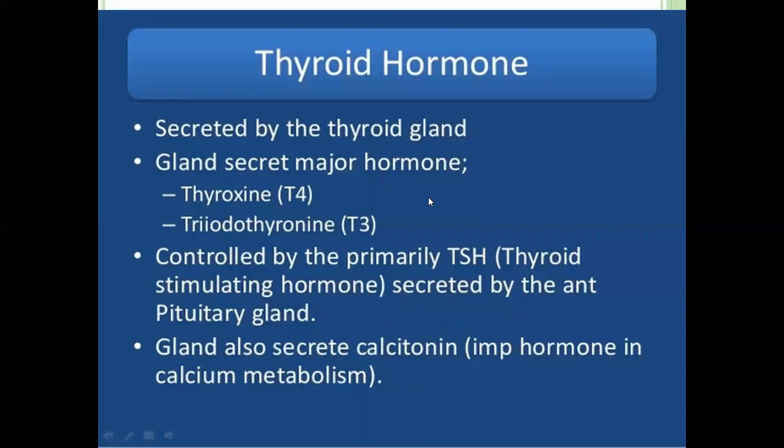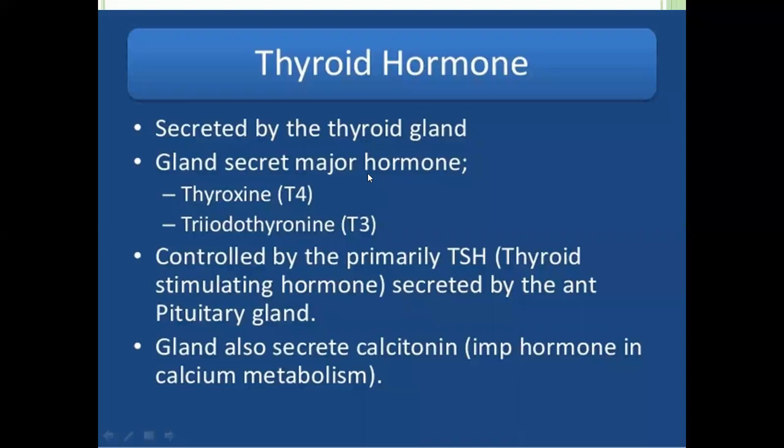The gland also secretes calcitonin, an important hormone for calcium metabolism, to increase or maintain the calcium level. So the thyroid gland secretes mainly major hormones such as thyroxine and triiodothyronine, that is T4 and T3, and also it secretes the calcitonin hormone.